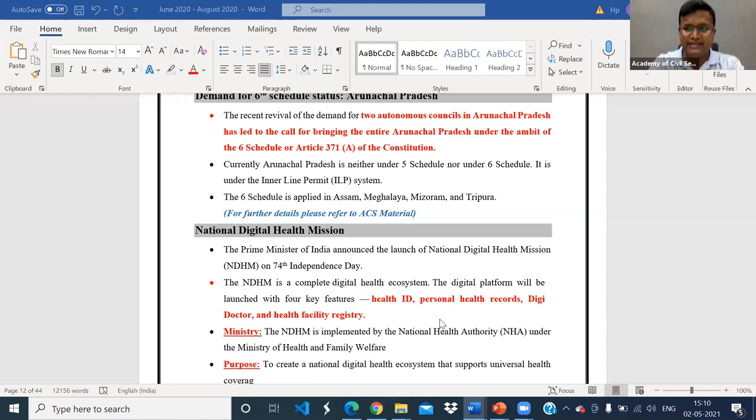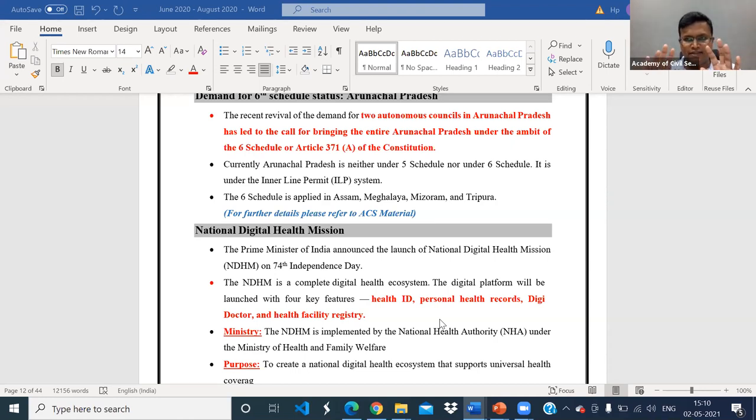Next one, National Digital Health Mission. This was a program declared by the Prime Minister of India in his Independence Day speech, the 74th Independence Day speech in 2020. What is the aim of the National Digital Health Mission? See, obviously each individual in India will have a health ID. If I go into a hospital, they will ask me my health ID.